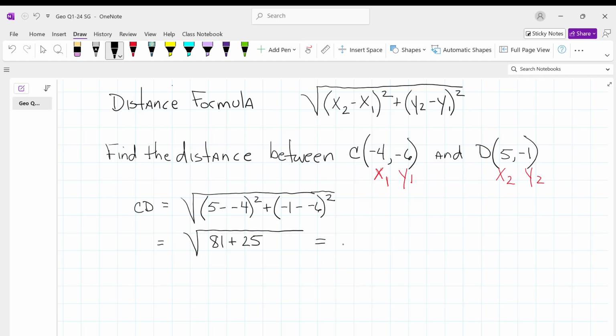I've got 106. All right, and now the button on your calculator, 2nd above the 9, it looks like this. It's got the square root symbol, and it's got an x under it. While the 106 is sitting on your screen, just push that button and hit equals, and I get 10.3. Everybody okay with that?